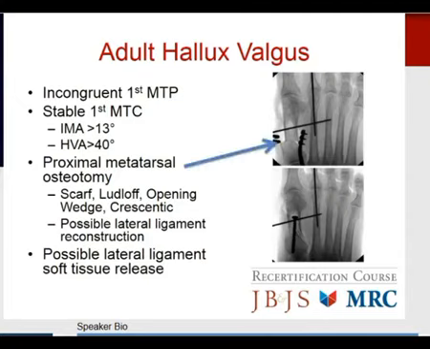It doesn't matter which type you choose. It can be a scarf or a Ludloff, an opening wedge osteotomy. What matters is the apex of this correction allows adequate alignment of that first metatarsal, which then corrects that bunion deformity overall once it's complete.